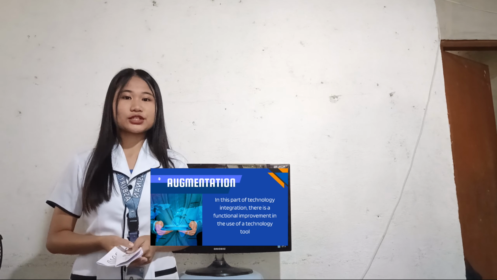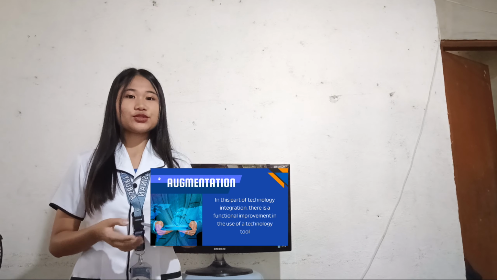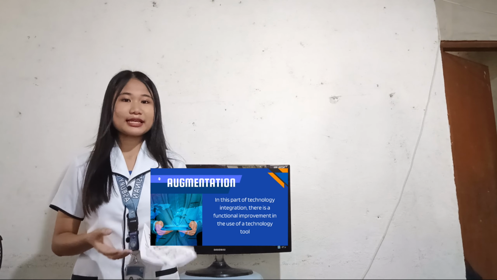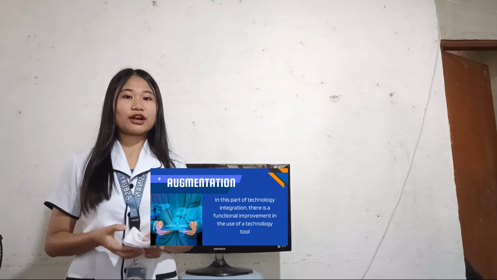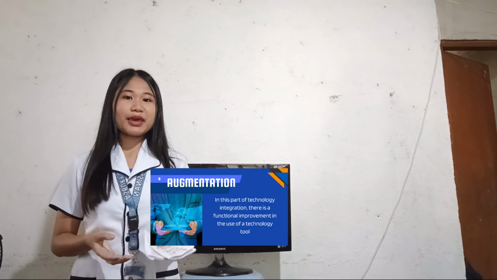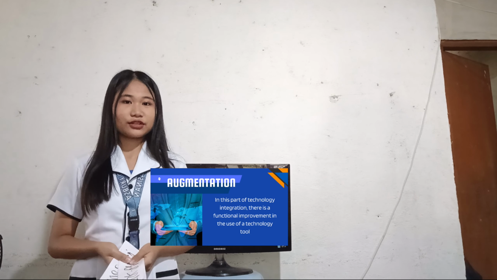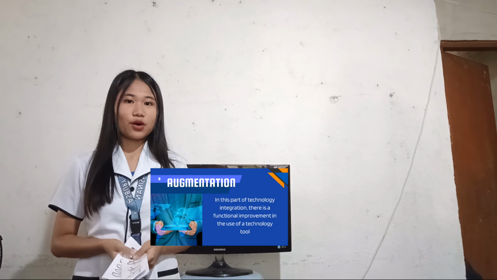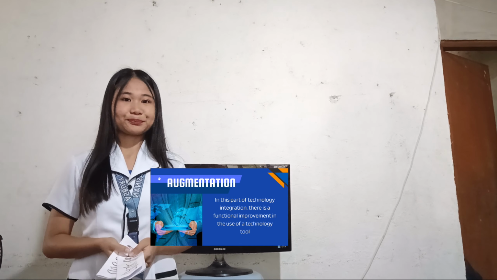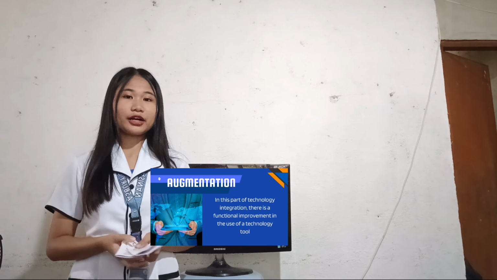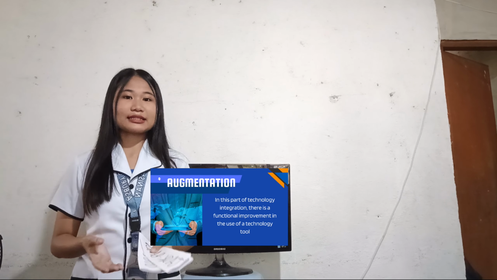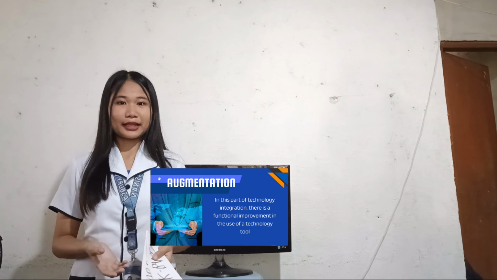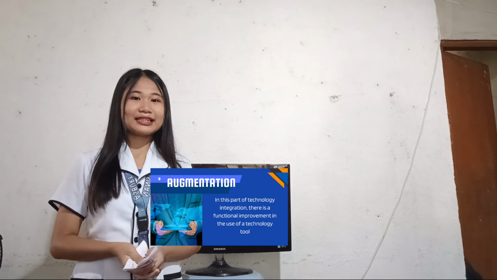So instead of just showing a map, the students here can use Google Maps to measure distances between places and estimate their travel time. With that, this makes their learning more interactive and helps students develop important problem-solving skills. So here in augmentation, technology acts as a direct substitute with a functional improvement. Did you understand, class?